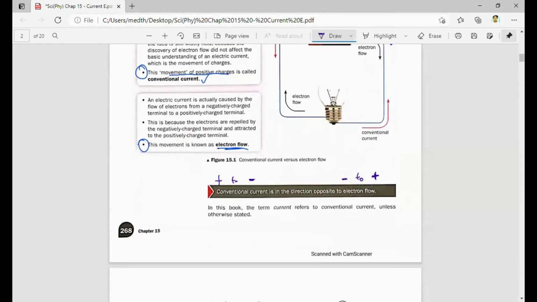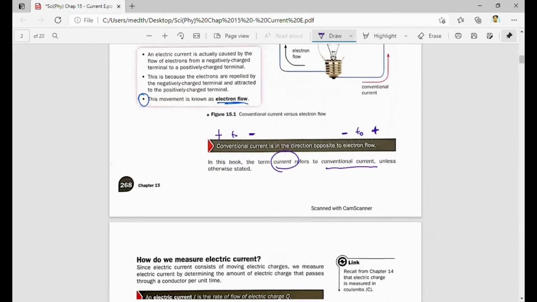So take note, in this book, the term current refers to conventional current. As I mentioned, the whole of the book is using conventional current as the main type of current to elaborate on all the various other things. Just take note of that.